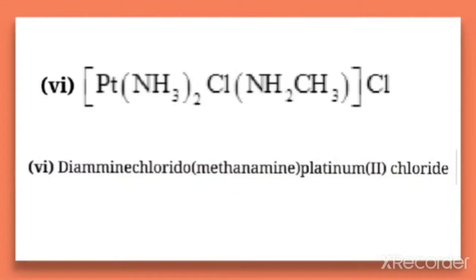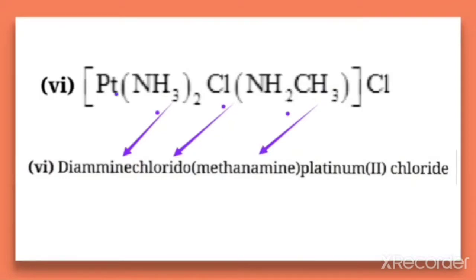Next will be sixth part. Sixth part, when you look at here in the complex, there are 3 type of ligands, that is amine, chlorido and methanamine. So alphabetically order, amines comes first. So we have to name diamine, chlorido, single Cl is there, and methanamine. NH2CH3 is called as methanamine, that is the name of the ligand.